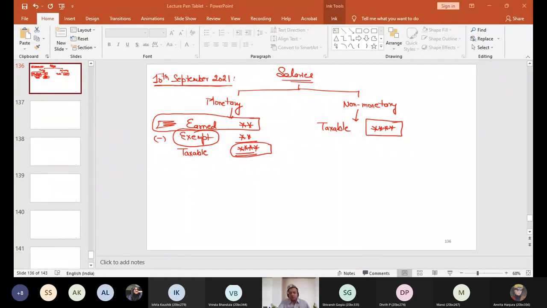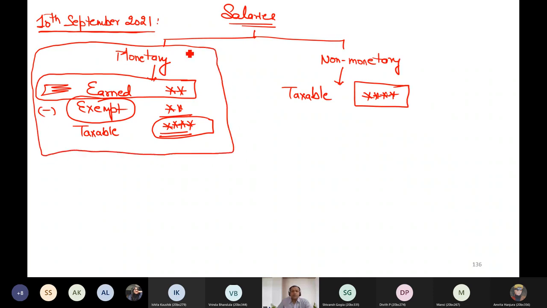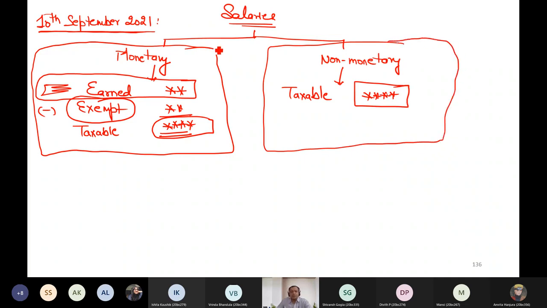So I am now starting with my monetary benefits. So from now onwards, our lectures will be that I will tell you how to compute exemptions as far as monetary is concerned. Just like residential status, I divided in two parts. First, I taught you how to determine the residential status. Then I taught you the scope of income. Here also I will do the same thing. First, I will tell you computing taxable value in monetary. When all monetary will be completed, then I will move to non-monetary. So I'm now starting with the monetary.